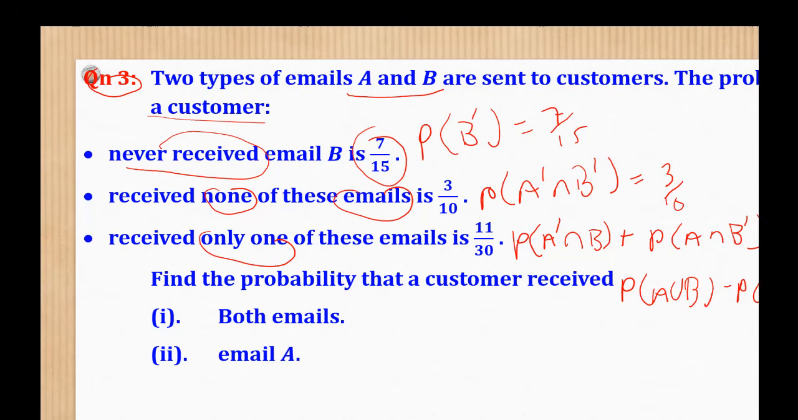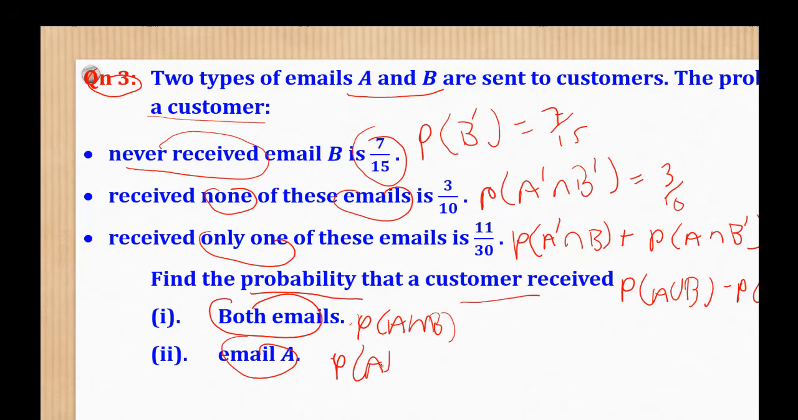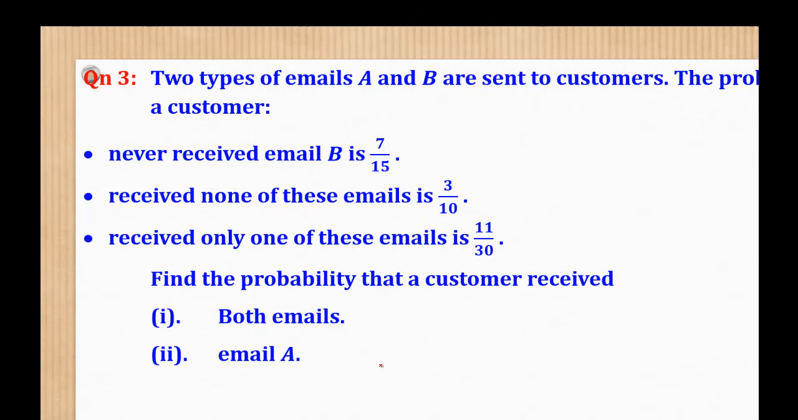Then they said, find the probability that a customer received both emails, and also the probability that a customer received email A. So both emails means they want the probability of A intersection B. Here, email A means the probability of A, like that. So this question depends on what you prefer. One can say, let me use set theory. Another can say, let me use contingency table. So we shall look at both options.